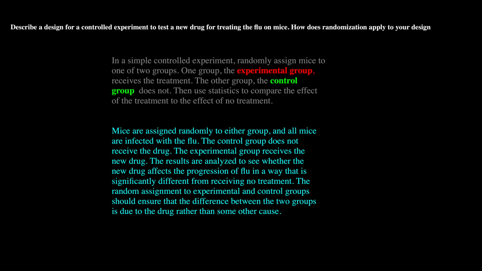The results are analyzed to see whether the new drug affects the progression of the flu in a way that is significantly different from receiving no treatment. So here we go with the significantly different. That means that we're going to see a drastic change between the experimental and the control, because there is still variability in how the mouse itself will react to the flu.